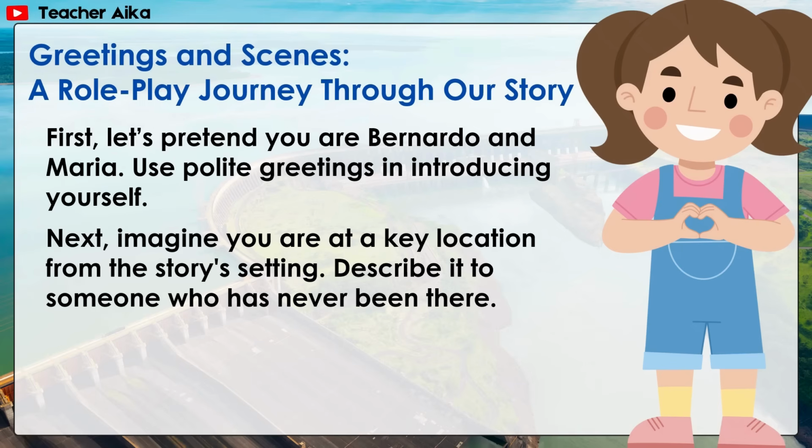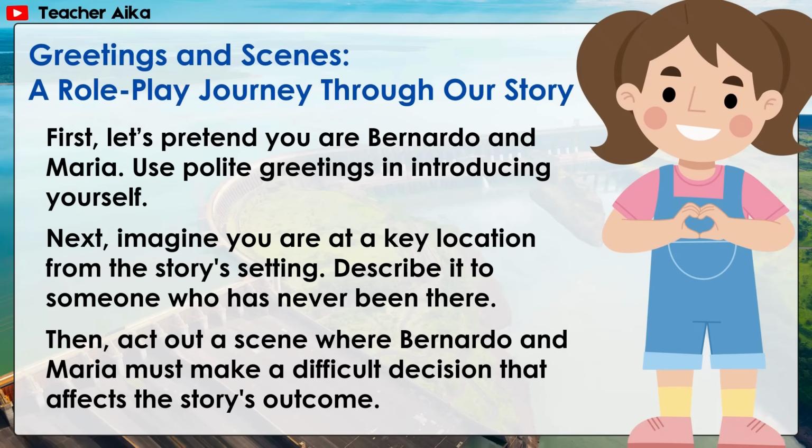Next, imagine you are at a key location from the story setting. Describe it to someone who has never been there. Then, act out a scene where Bernardo and Maria must make a difficult decision that affects the story's outcome.